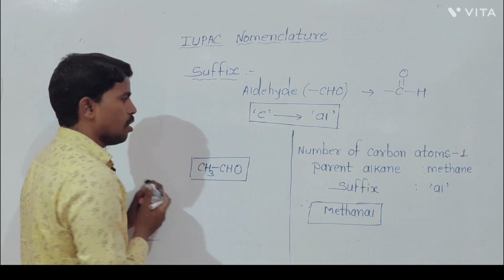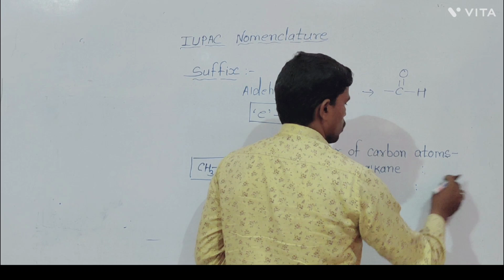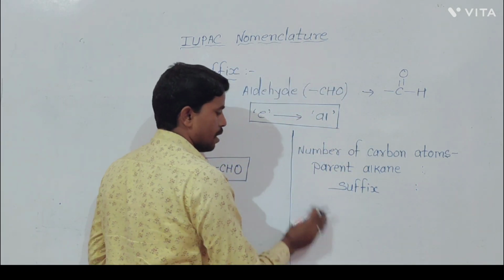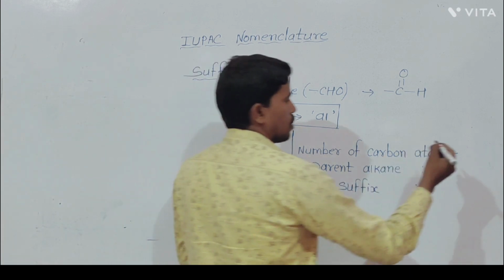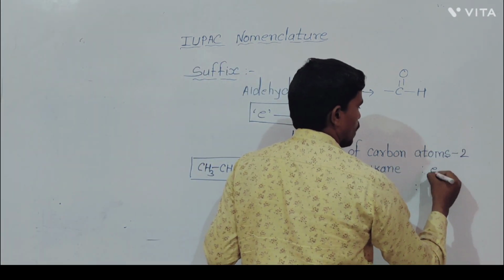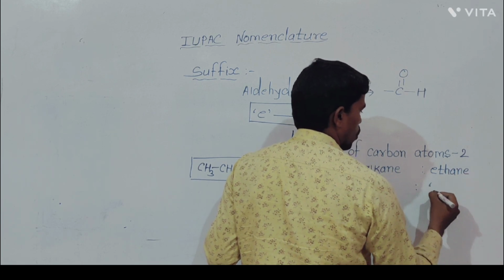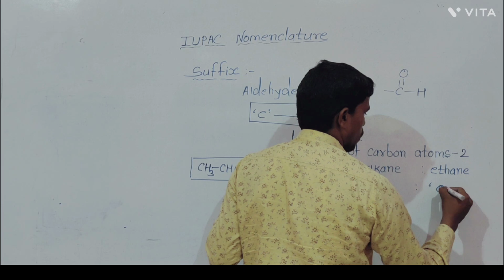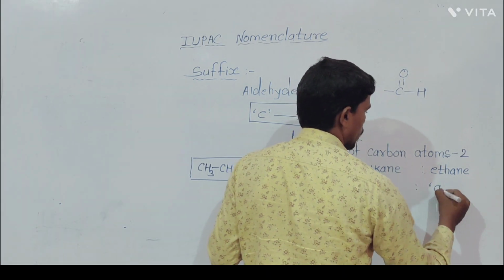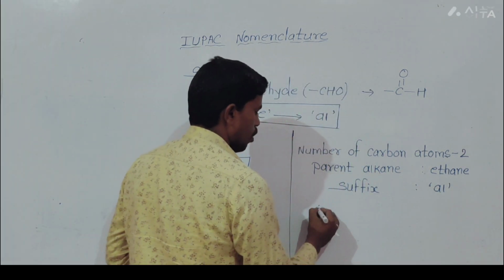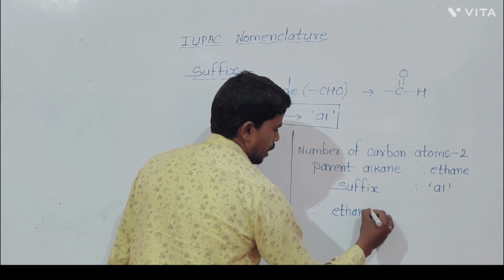CH3CHO. The number of carbon atoms in the compound is 2. Therefore, the name of the parent alkane is ethane, and the suffix for the CHO group is AL. The name of the given compound is ethanal. This is the ethanal.